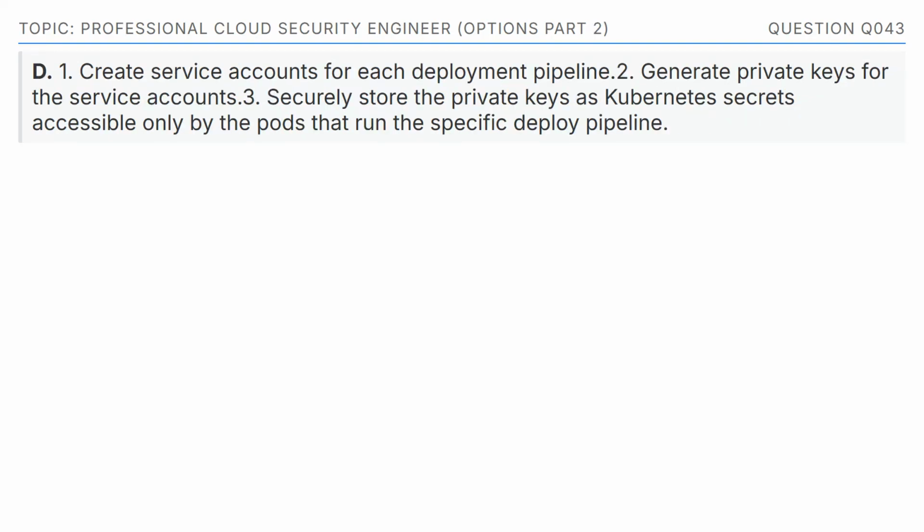The remaining option is Option D. 1. Create service accounts for each deployment pipeline. 2. Generate private keys for the service accounts. 3. Securely store the private keys as Kubernetes secrets accessible only by the pods that run the specific deployment pipeline.